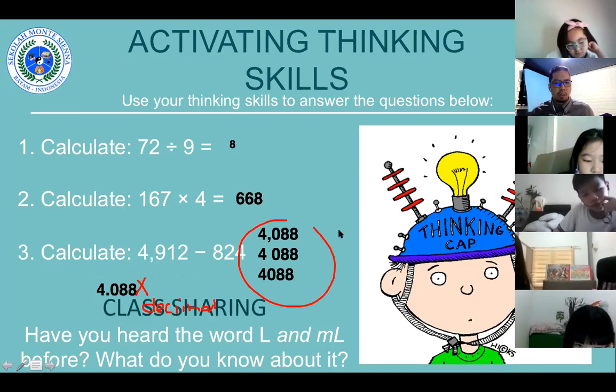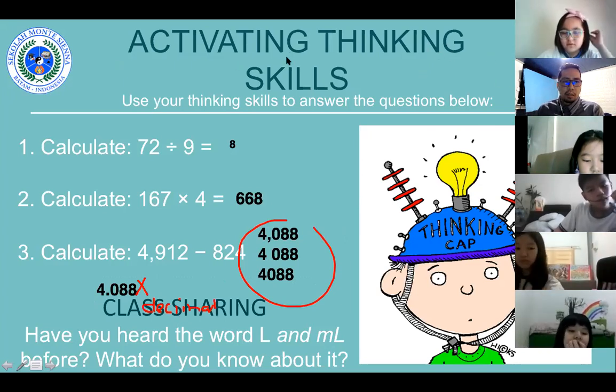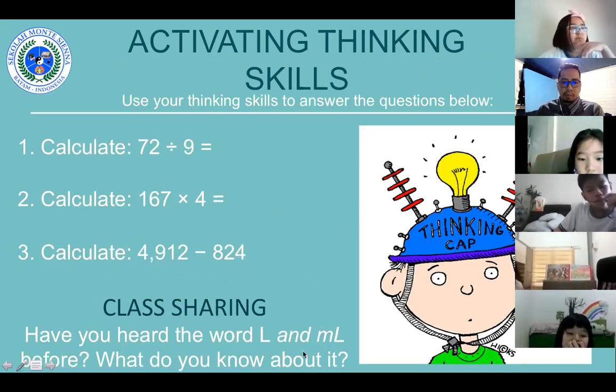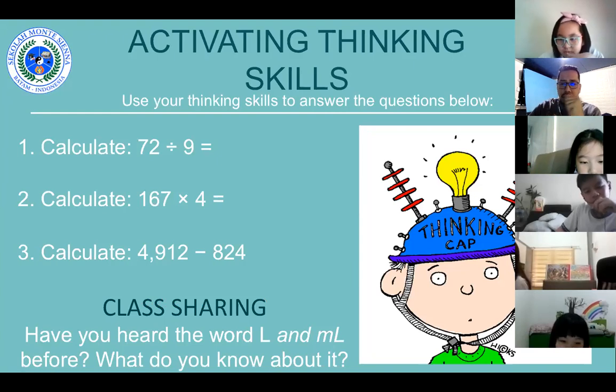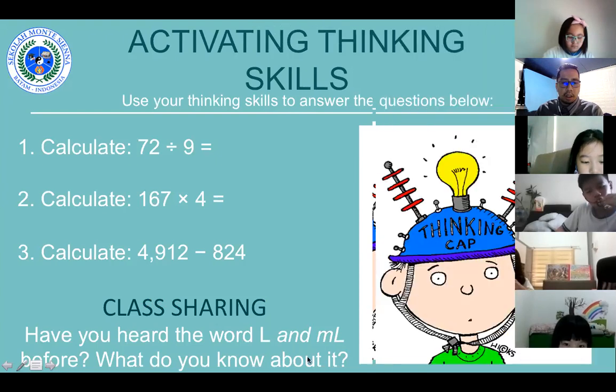Now, are you familiar with the words L and ML, liters and ML? Have you encountered them before? Where do you usually see them? In the measuring cup. When you drink, let's say, juice or milk, you can see ML. That is the measurement of the liquid that we take. So ML and L are used for measuring liquid or capacity.